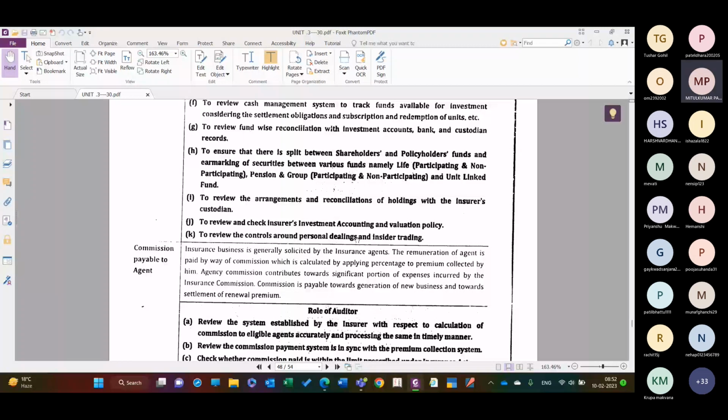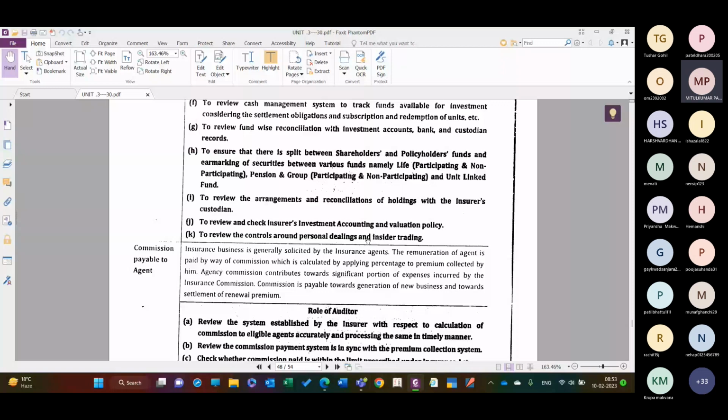To review the arrangement and reconciliations of holding with the insurance custodian, to review and check the insurance investment accounting and valuation policies, to review the control around the personal dealing and insider trading. ये नहीं होना चाहिए because SEBI is very strict into this, and there is a huge penalty, right? So that is all about.